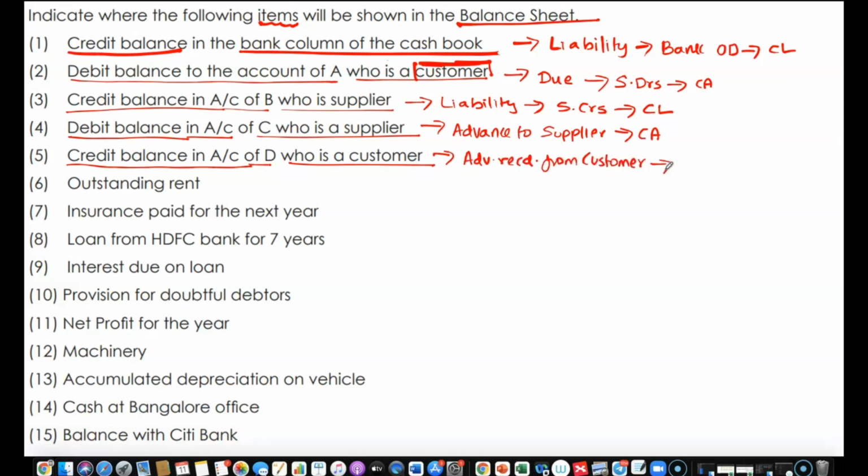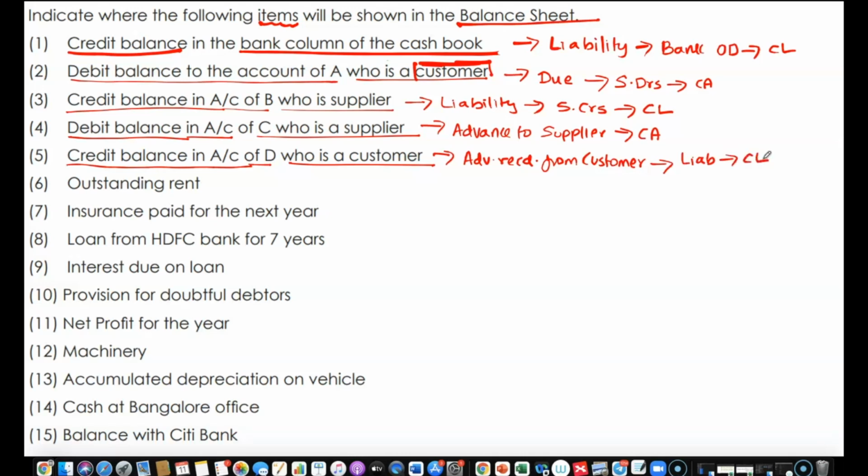Since advance is received from the customer, you have an obligation to deliver the goods or services. What is primary is the obligation to deliver the goods or services on the promised date and time, and if you are not in a position to do that, you have to return this advance received from the customer. So for that reason, this advance received from the customer is a liability, and this will appear under current liabilities in the balance sheet.